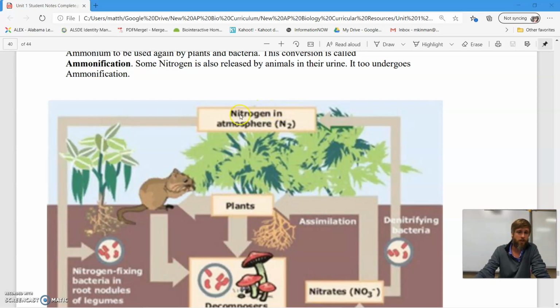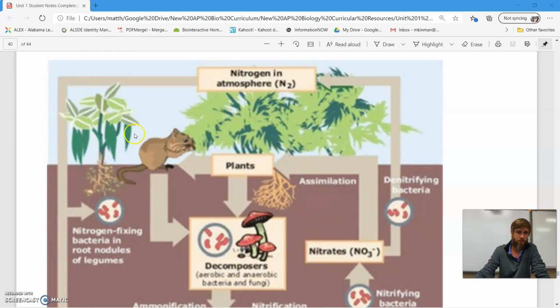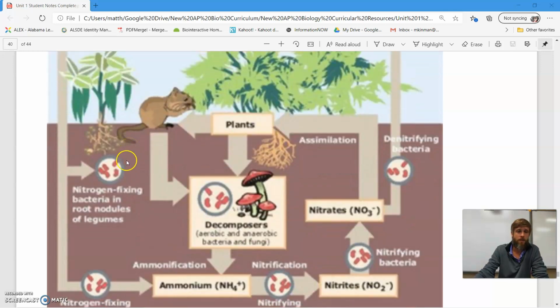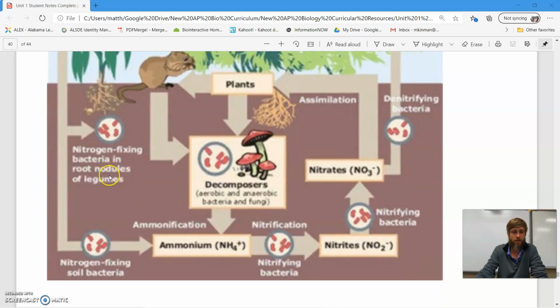So we have nitrogen in the atmosphere. Now we have plants that will absorb the nitrogen. But then down deep in the soil, we have nitrogen-fixing bacteria. They live in the roots of this plant. So what is the process called here? Nitrogen fixation. That's why I like these words. They just fit. They make sense.